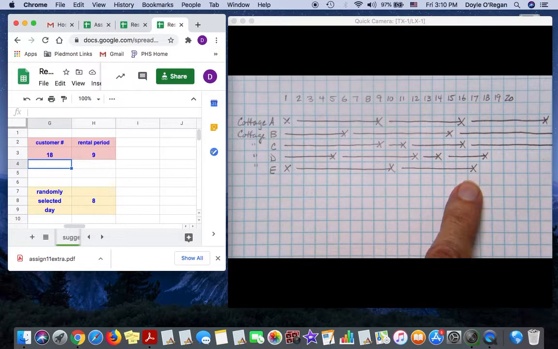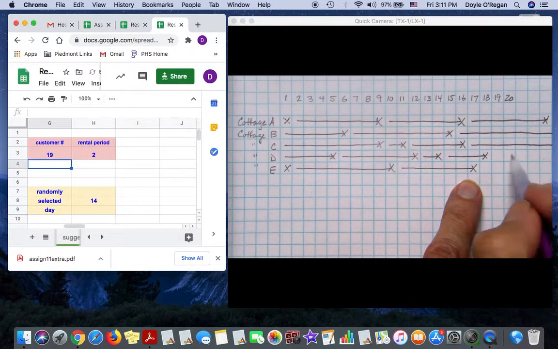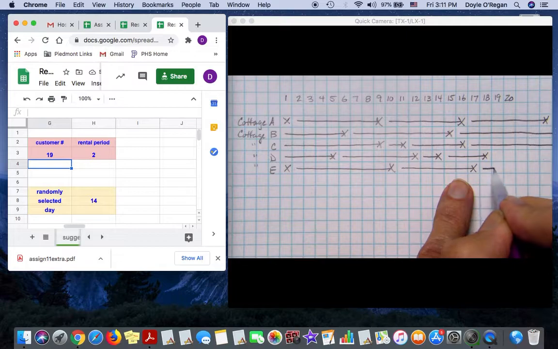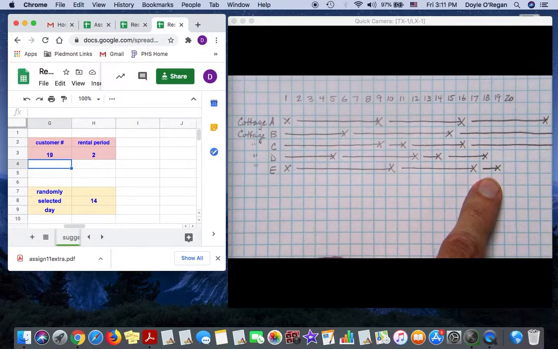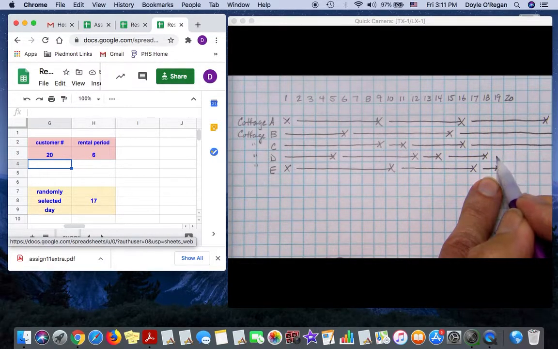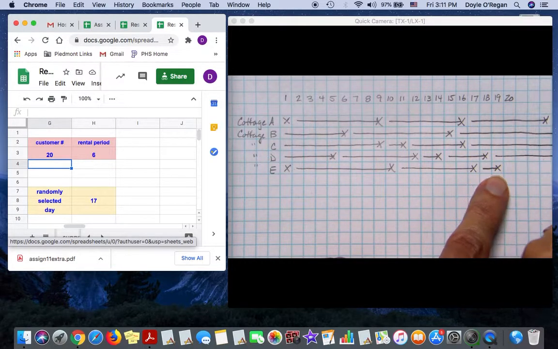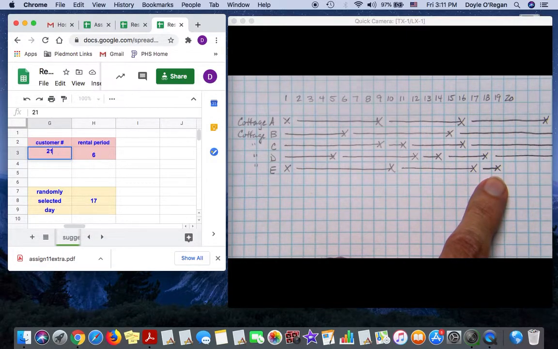We're almost there. We just have to get these last 2 cottages booked. So customer 19, a 2-day stay, that'll go right here, 2 days. And customer 20, 6-day stay. So 1, 2, 3, 4, 5, 6. So right now everything's been booked through day 20. I think one more customer ought to. So a 10-day stay. 2, 3.